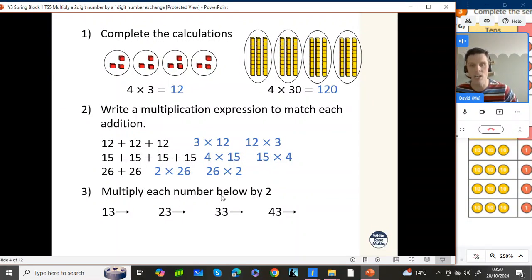Here we multiply each number below by 2, and all you've got to do is double each digit in the number. So 13 doubled is 26, 1 doubled is 2, and 3 doubled is 6. 23 doubled is 46, 33 doubled is 66, and 43 doubled is 86. As you can see here, the tens are going up by 1, so the doubles of the tens are going up in twos: 2, 4, 6, 8. But as you've got a 3 in the ones digit each time, the ones digit of the answers is always a 6, which is double 3.